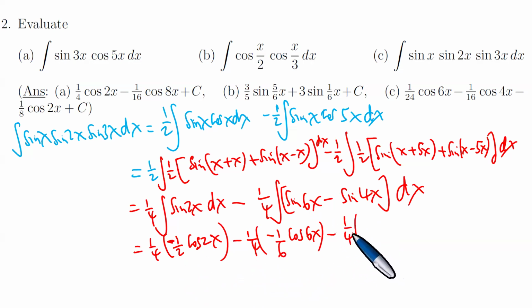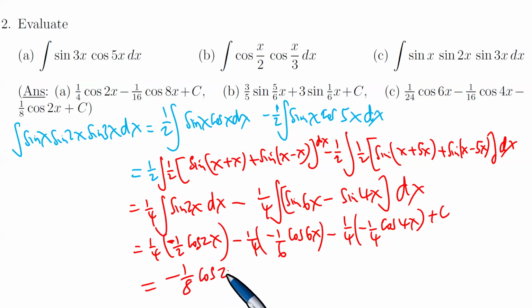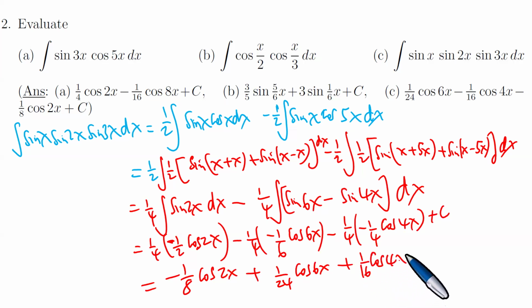So the integral of this one is minus cosine, but it becomes this. So now it becomes exactly cosine 4x. So that at this point it becomes minus 1/8 cosine 2x, and then this one, negative by negative is plus, 1/4 times 1/6 is 1/24 cosine of 6x, and then this is 1/4 times 1/4, 1/16 cosine 4x plus c.